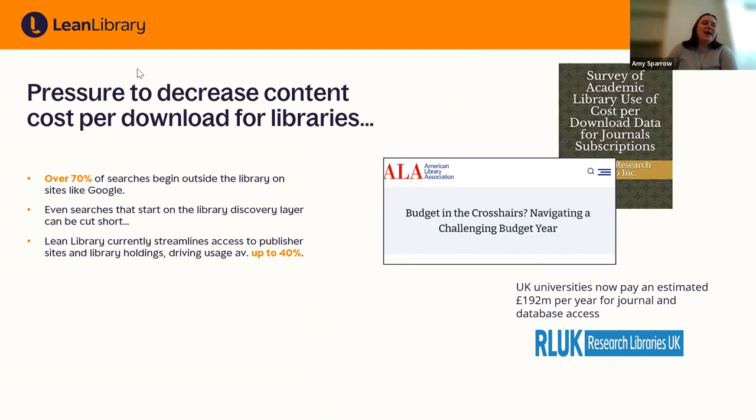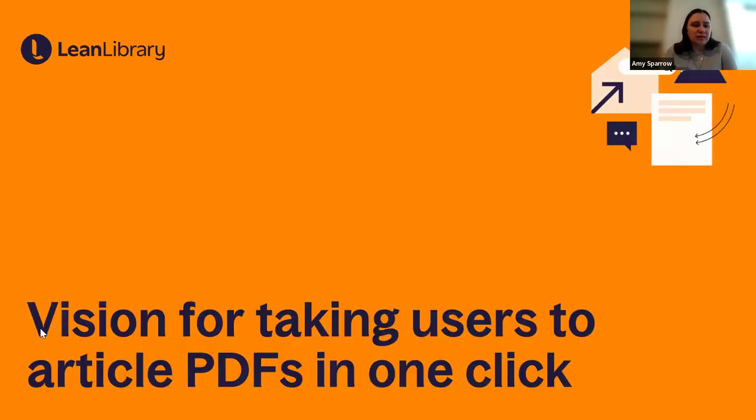No worries at all. And then on the flip, there's also a pressure for libraries. So there's this massive pressure to decrease the content cost per download or CPU for libraries. We all know that globally, there's a real budget constraint for libraries at the moment. We've got some screenshots of UK universities now paying an estimated 192 million, so nearly 200 million a year for journal and database access. And we know one of the main or primary ways libraries can justify that spend is on the cost per download.